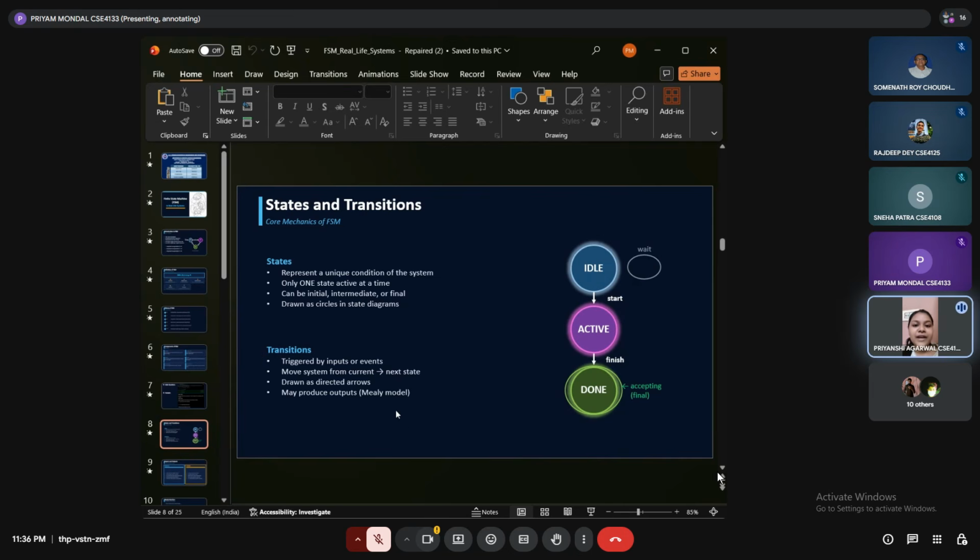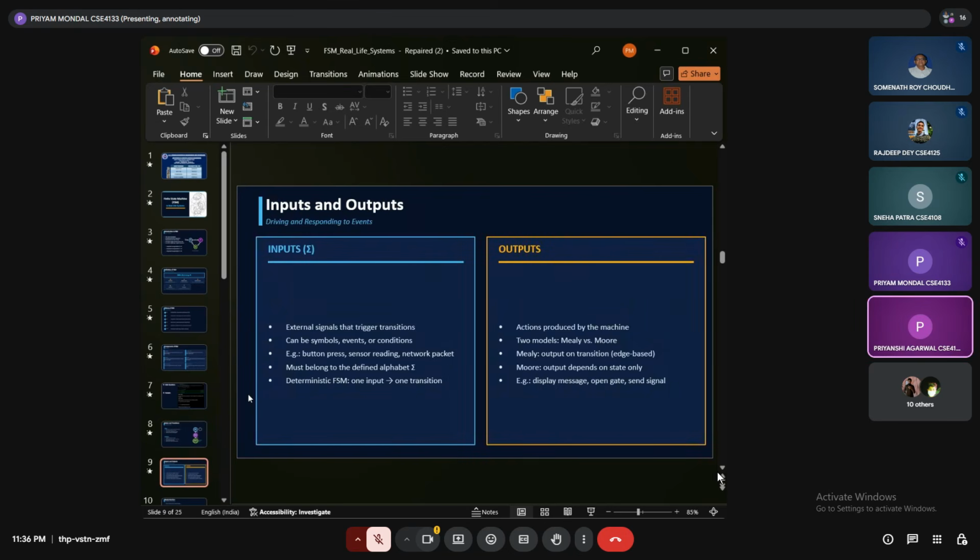So, finite state machines are based on states and transitions. A state represents a specific condition of a system, and only one state can be active at a time. A transition is the movement from one state to another triggered by an input or event. Next slide. Inputs are external signals like button presses, sensor values, or network events that trigger transitions. Outputs are the actions produced by the system, such as displaying a message or turning on a device.